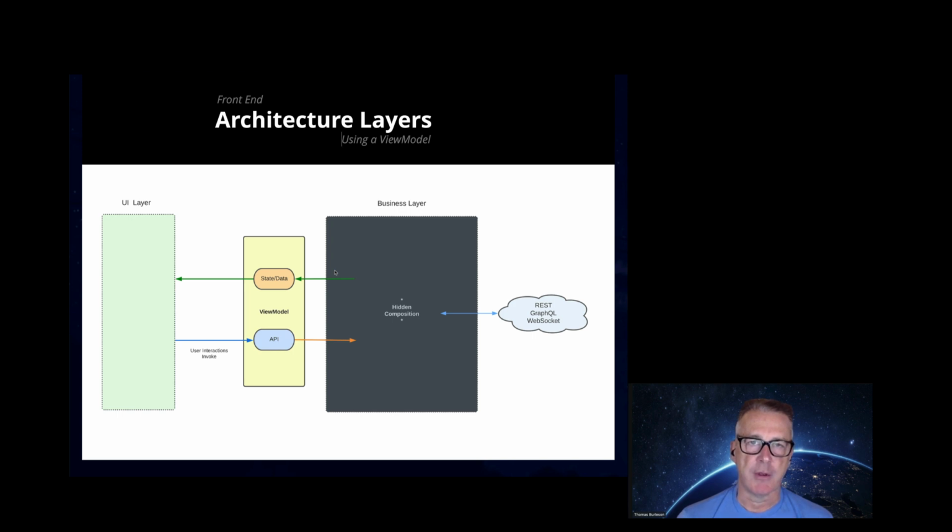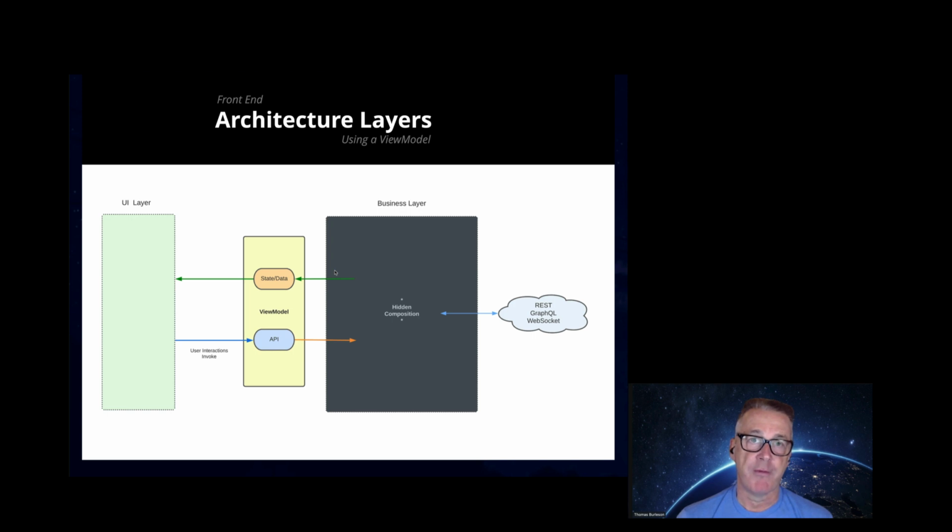Now, this is a concept that took me a little while to understand when I was first introduced to it. And I kept thinking a view model is just data. It's just some object that has the data in it. But a view model is more than that. A view model is not only the data, but it's an API.